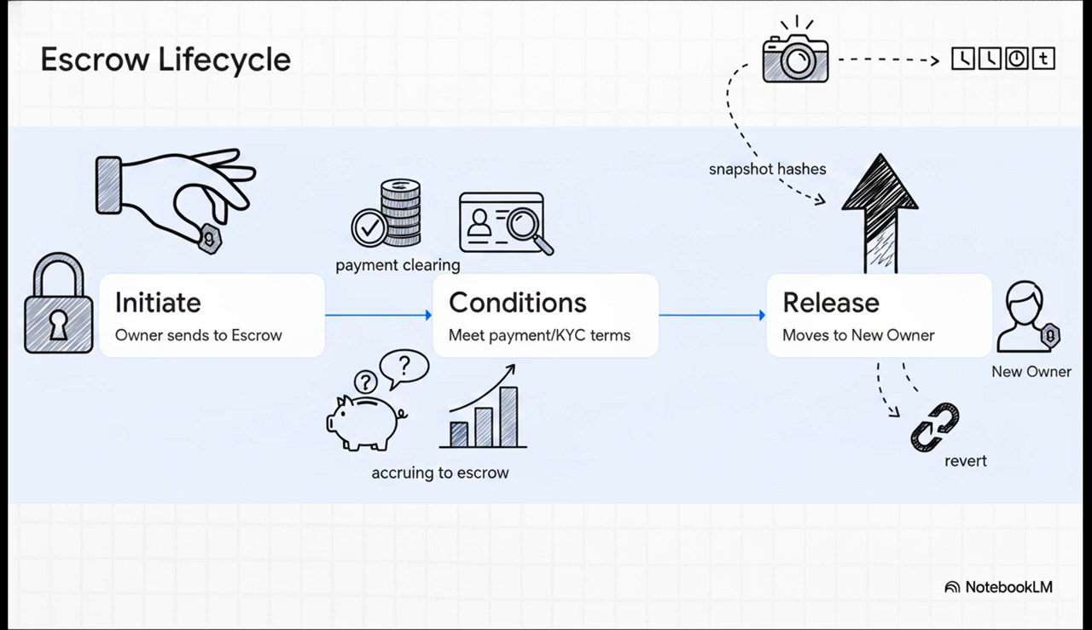Step 1 is initiate. The current owner sends the fraction over to the escrow contract. Step 2 is satisfy conditions. Maybe you're waiting for a payment to clear, a KYC check to pass, or a milestone to be hit. And finally, step 3 is release or revert. The asset either moves safely to the new owner, or it goes right back to the original owner if the conditions failed. And remember those snapshot hashes we talked about? They ensure the system knows exactly who held the asset in escrow at any given millisecond, making audits flawlessly accurate.